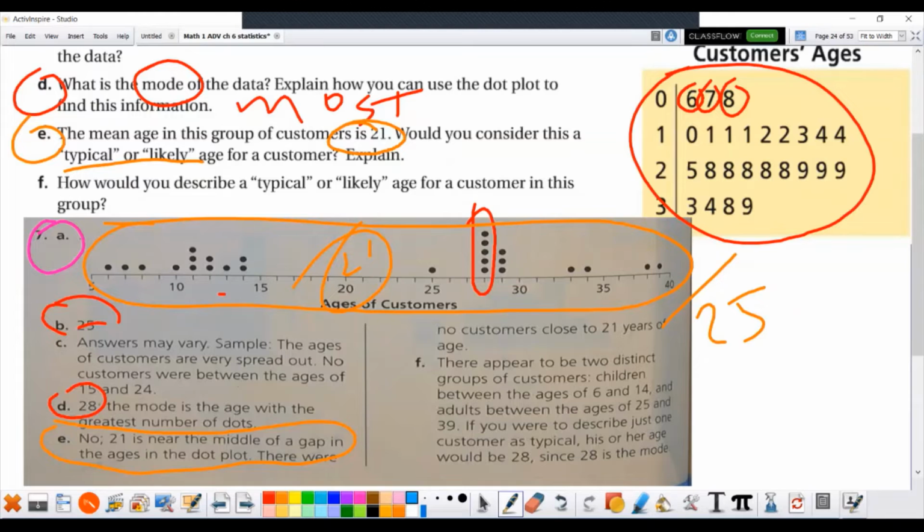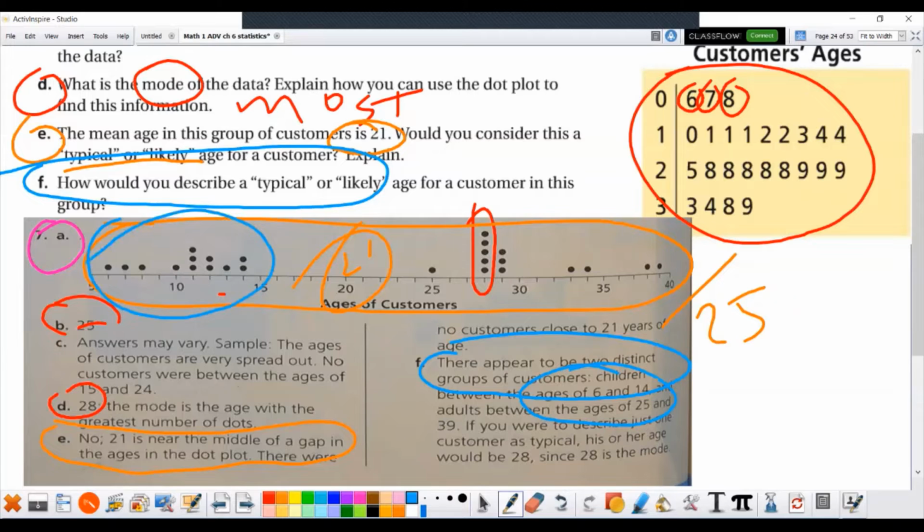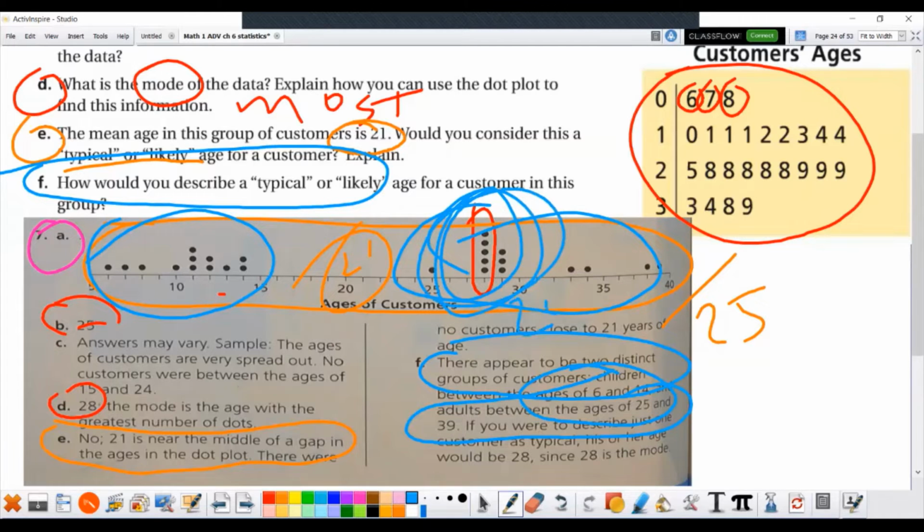Lastly, F. How would you describe the typical or likely age? It says there are two distinct groups of customers. There are children between ages 6 and 14, a bunch of children here, and a bunch of adults between 25 and 39 in here. I would say maybe the typical customer would be in this age. 28 and 29 seems to be the most common age. Okay, next page.